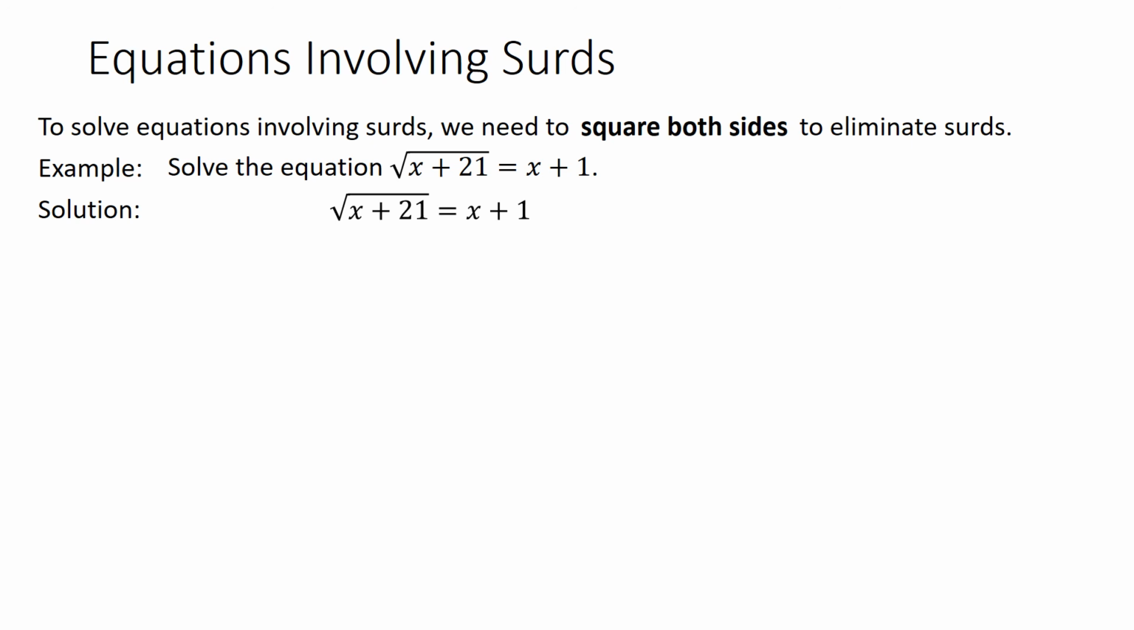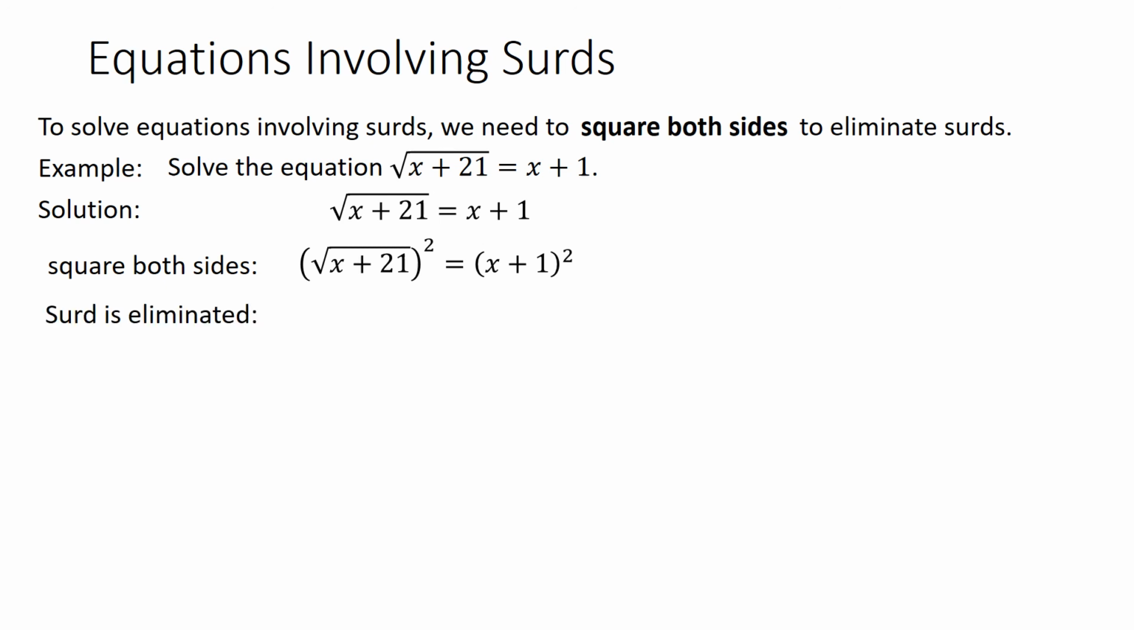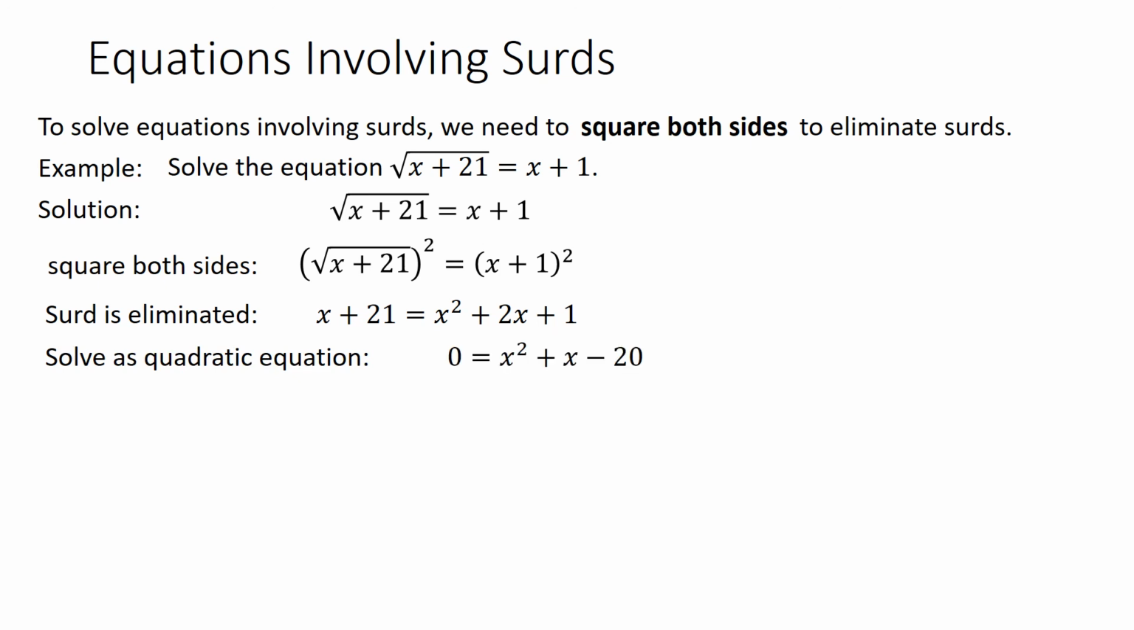From the given equation, we need to square both sides, which will become √(x plus 21) squared equals (x plus 1) squared. Surd is eliminated, hence it becomes x plus 21 equals x squared plus 2x plus 1. Now we can solve as a quadratic equation, which will become 0 equals x squared plus x minus 20, or (x plus 5) times (x minus 4). The answer for x is negative 5, or x is 4.